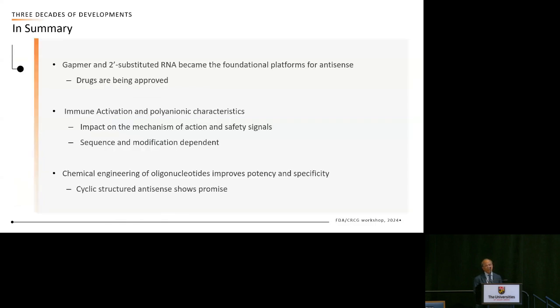So with that, in summary, chemistry and sequence has helped. The gapmer and the modified RNA are being used in antisense. Immune activation is an important factor. It is sequence and chemistry dependent. But at the same time, the chemical engineering, I call it, not chemistry, just to take the same building blocks and put them in a different way, is permitting us to create better compounds.